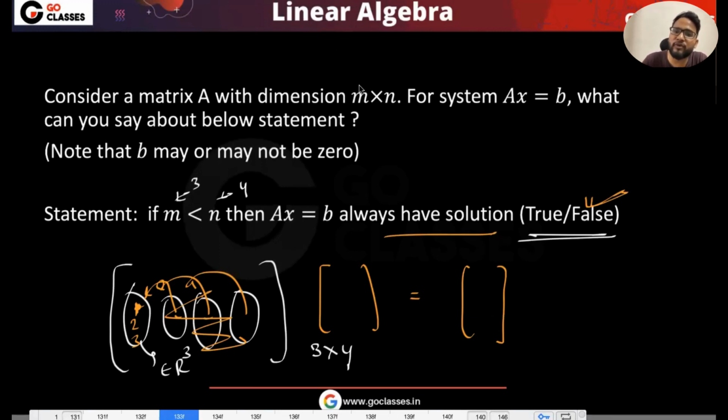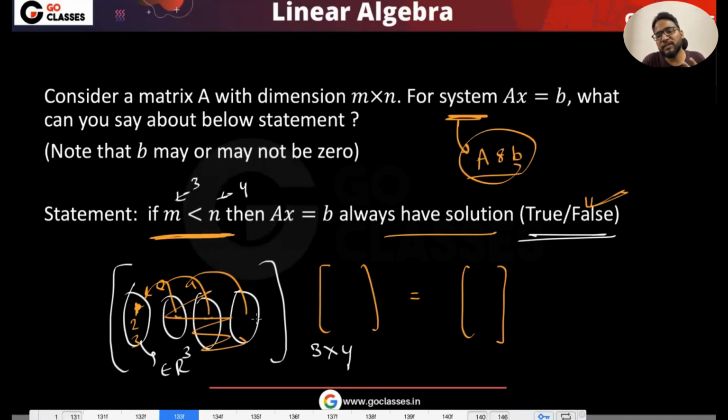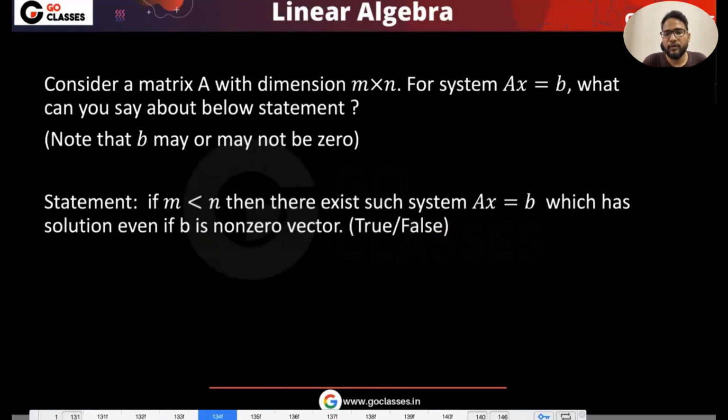ठीक है, समझ में आ गया ना? मतलब for every system we do not have the solution. System always means A and B. Okay, you give me any A and B with m less than n, then do you always have the solution? The answer is no, it depends on A, right? If it has 3 linearly dependent columns, then yes. If it does not have 3 linearly dependent columns, then no. Okay, don't worry, you will get to understand more. Let's just solve this statement.